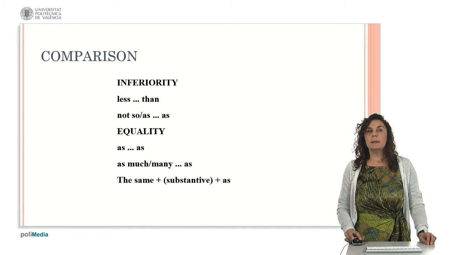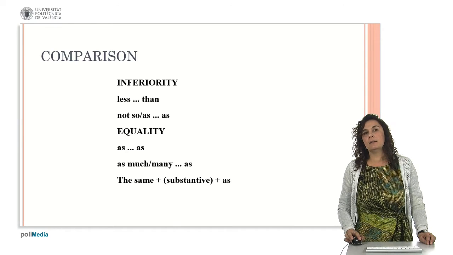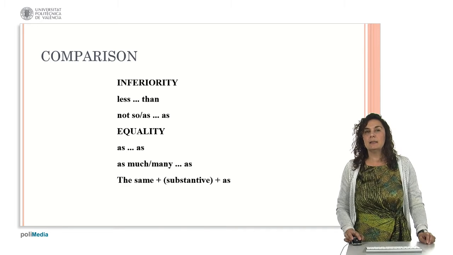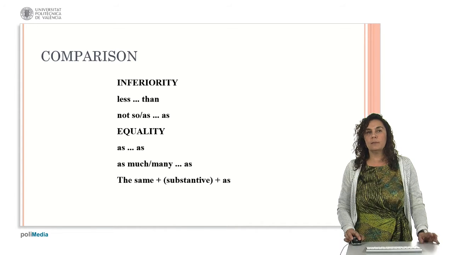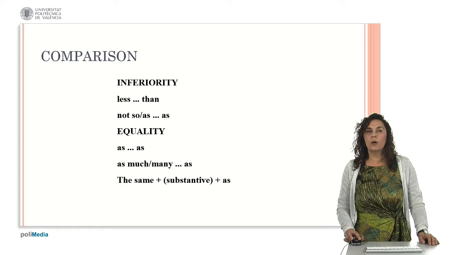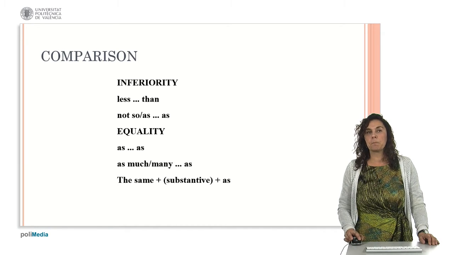Then if you want to express equality, you'll use as, or as much when it's uncountable, and as many when it's a countable noun. And then later you have to place the word as to make the comparison. Or you can also say the same plus substantive plus as.